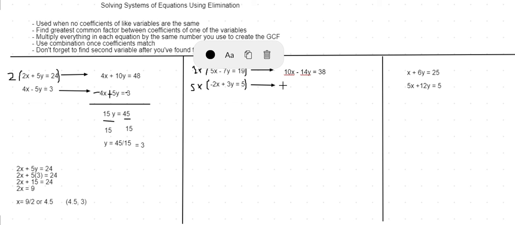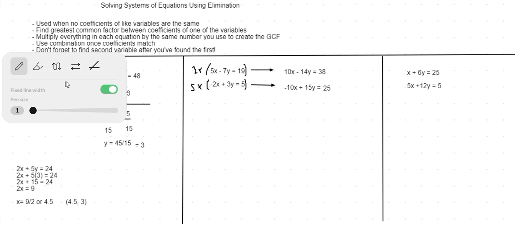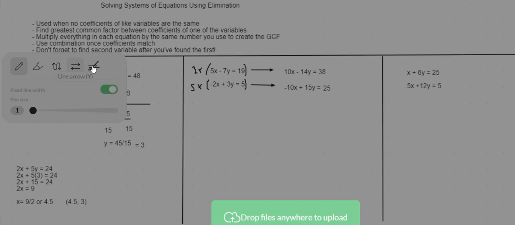Okay. Now underneath this, I would have negative 2 times 5x is negative 10x plus 3y times 5 is 15y, and then I would get equals 5 times 5 is 25. Okay, now that we got that, we can use our combination.